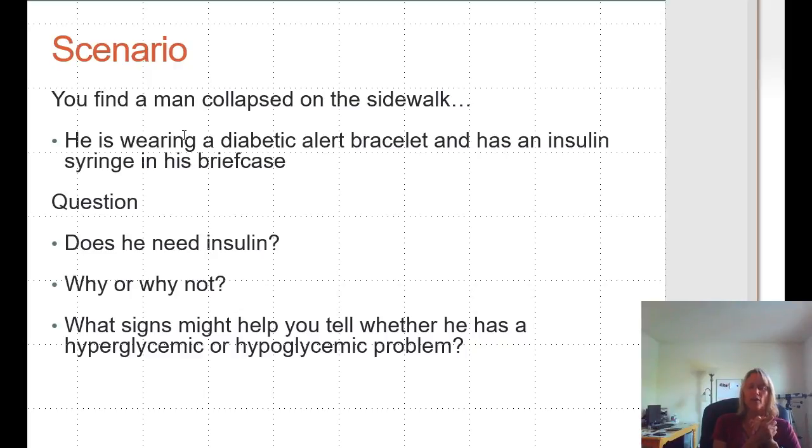And think of what the signs and symptoms are that might tell you whether he has a hyperglycemic or a hypoglycemic problem. I'd suggest that you go to the study guide and compare the signs and symptoms between hyperglycemia and hypoglycemia. Now, obviously, if you don't know what the problem is for sure, and the only way you can know for sure is to test the blood glucose levels, think about whether you'd rather err on the side of giving the person a little glucose or giving them more insulin. That's all.